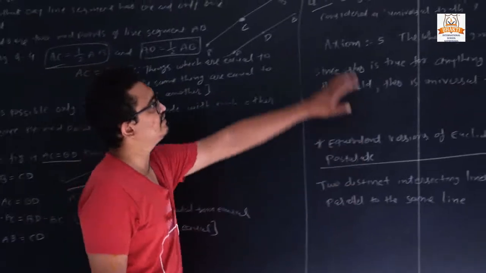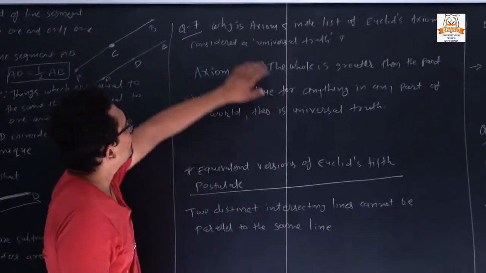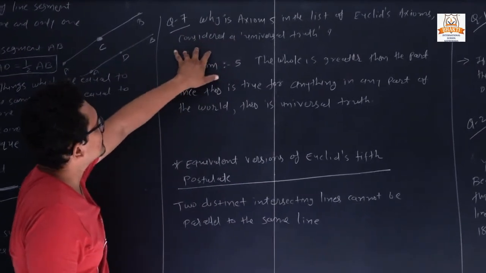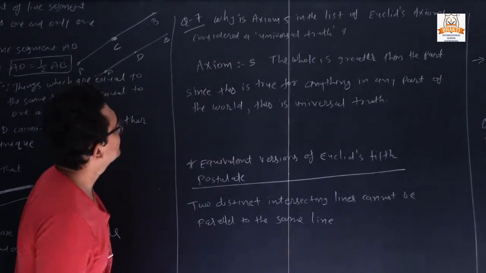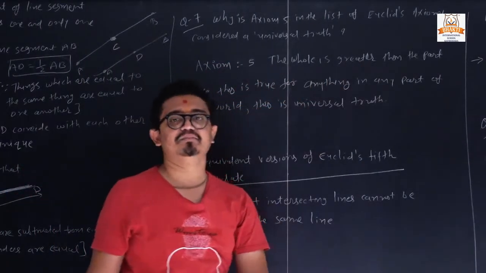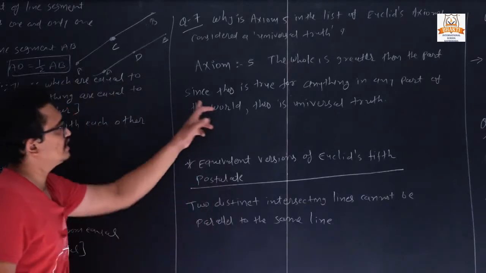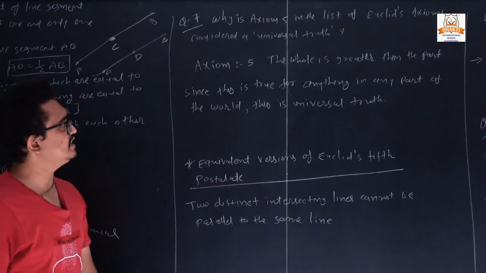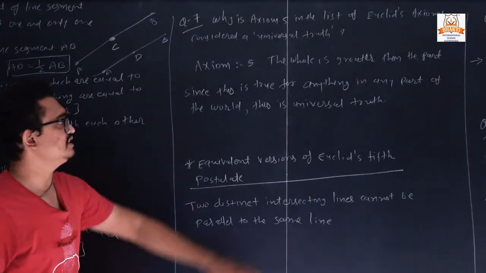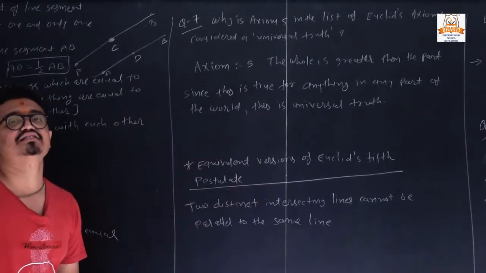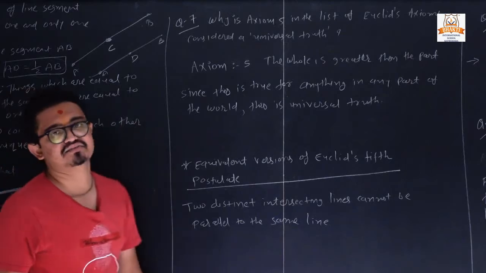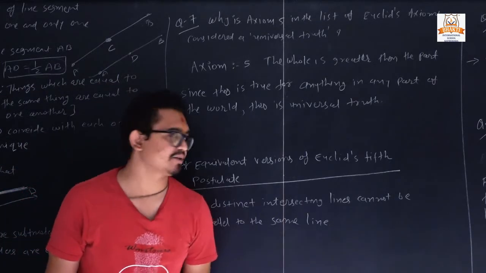Now in question 7, why is axiom 5 in the list of Euclid's axioms? Consider it a unique truth. So axiom 5 says the whole is greater than the part. This is true for anything in any part of the world. So this is called a universal truth. So exercise 5.1 is over.